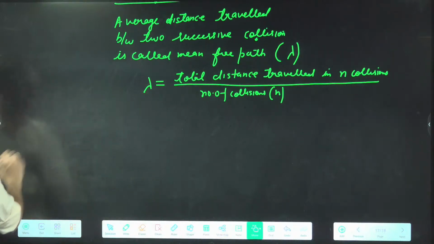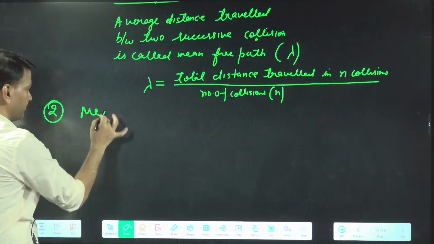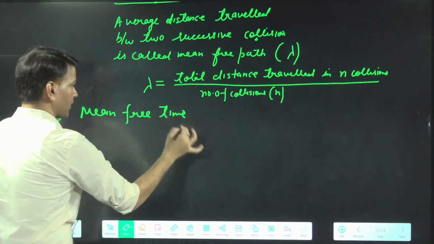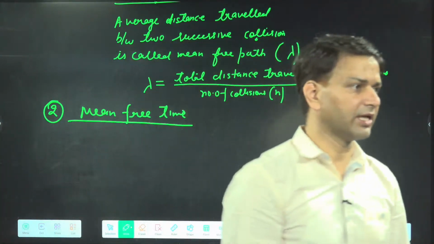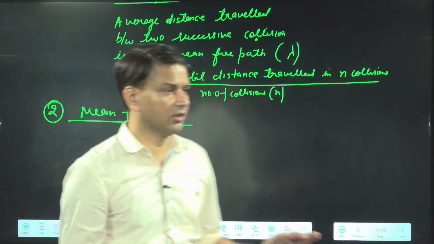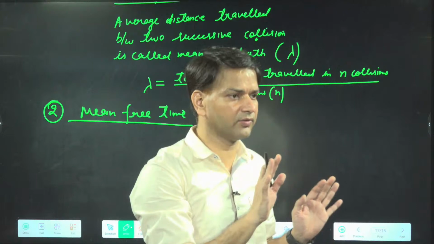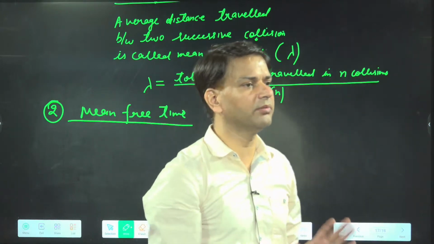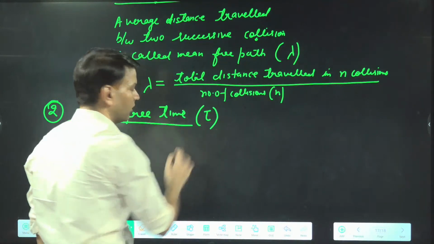Now another term we define, mean free time, which is also called the relaxation time. Relaxation time or mean free time is what? Free time means it is not colliding with anyone. Between two collisions, sometimes it is free because it is not colliding with anyone. That time is called the free time, and the average of all the free times is called the mean free time. We represent it by tau.